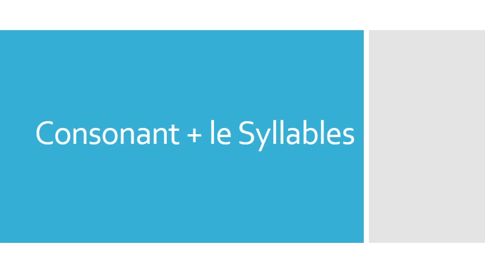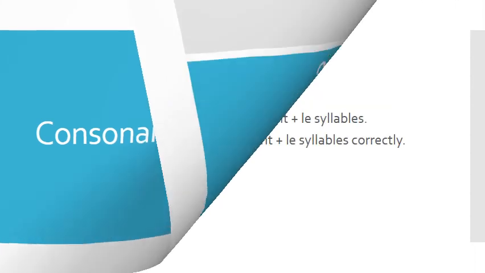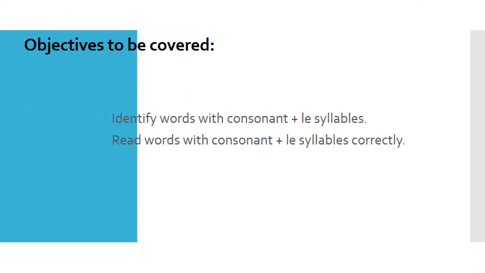Now we have to start with the phonics. The second part in the video is phonics. It is about the consonant plus LE syllables, when I have a consonant, then LE after it in the syllable. So our phonics lesson is about consonant plus LE syllables. At the end, you're going to be able to identify words with consonant plus LE syllables and read words with consonant plus LE syllables correctly.